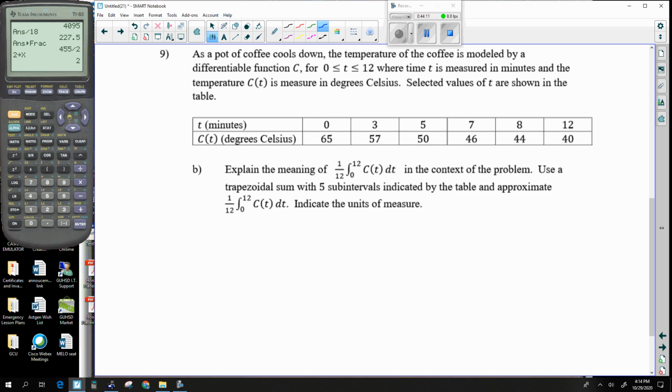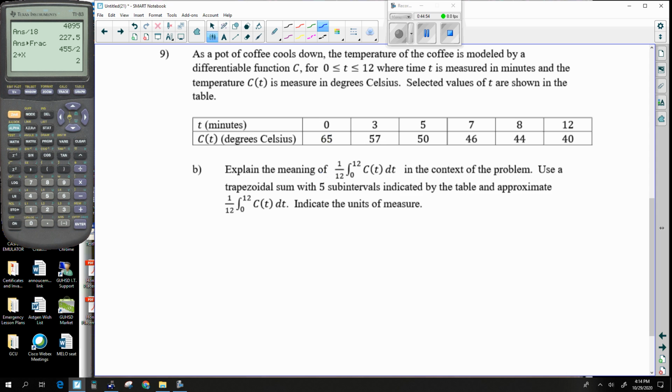Okay, a pot of coffee cools down. The temperature of the coffee is modeled by the given function, where T is measured in time, and that's temperature, et cetera, various temperatures. Explain what that means. That's an average right there, average temperature. Again, this is the rectangle. The rectangle is from 12 minus 0 of the average is equal to the integral of the temperature from 0 to 12. And so all they did is they divided over. And so this is the average temperature. That's what that means.